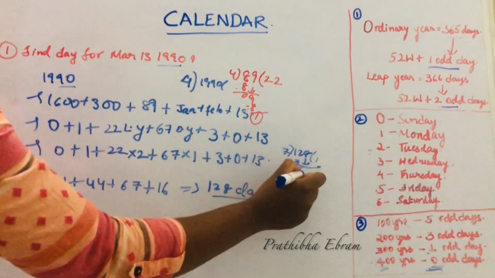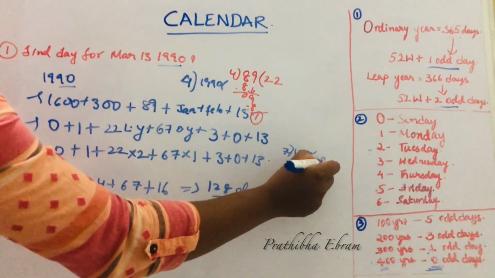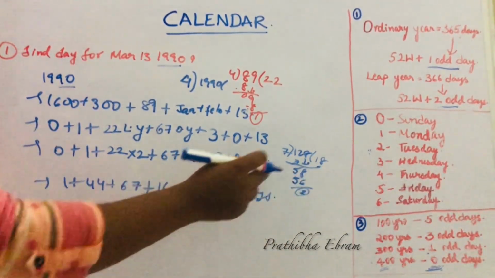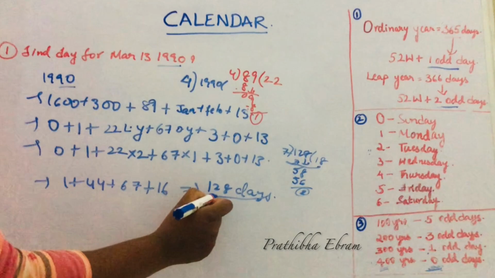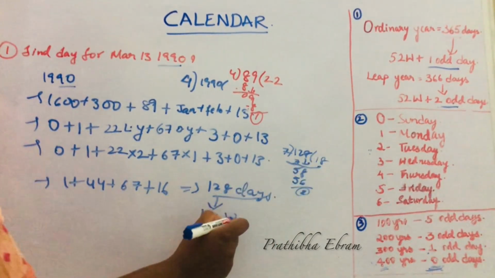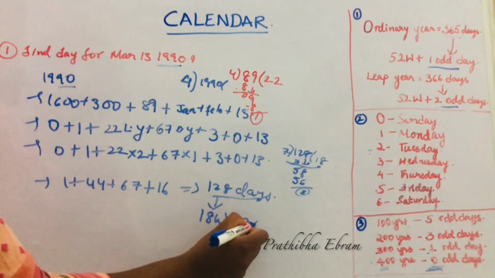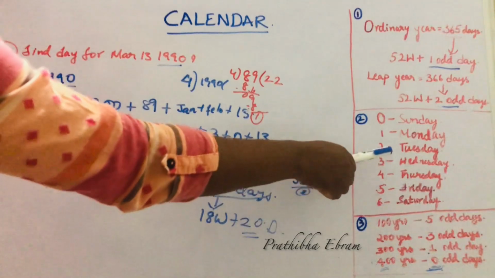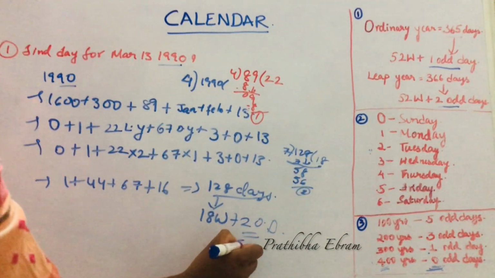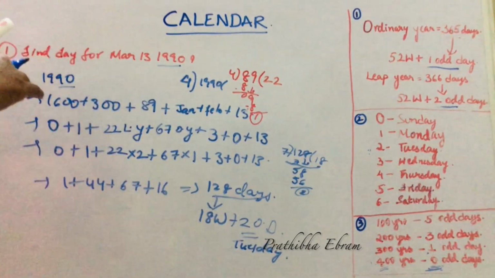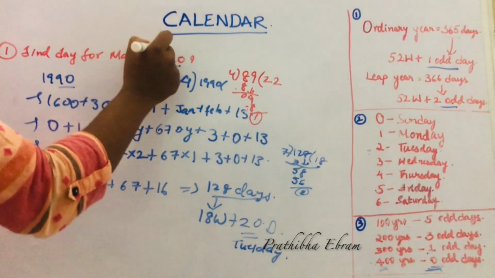5 left. 8 sixes are 56. Again 2 left. Okay. Now this 128 days can also be written as 18 weeks plus 2 odd days. Okay. Now if it is 2 odd days, what's the day? It's Tuesday. So therefore March 13th, 1990 is Tuesday.